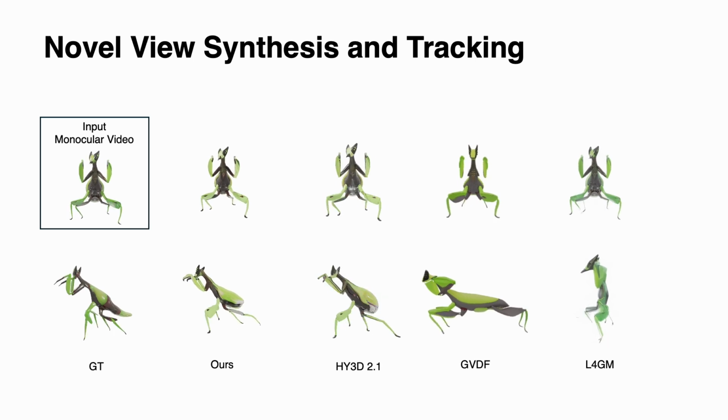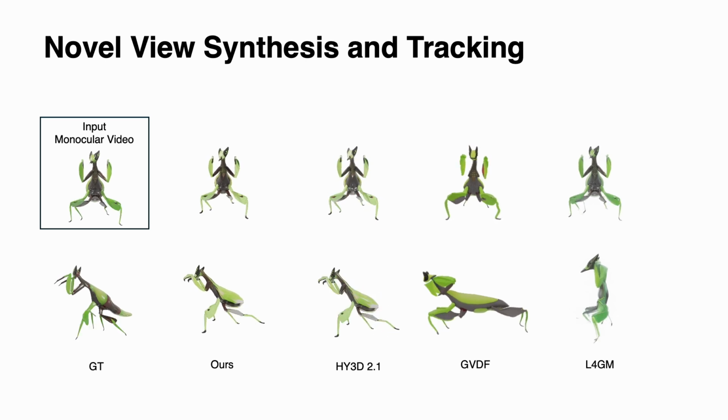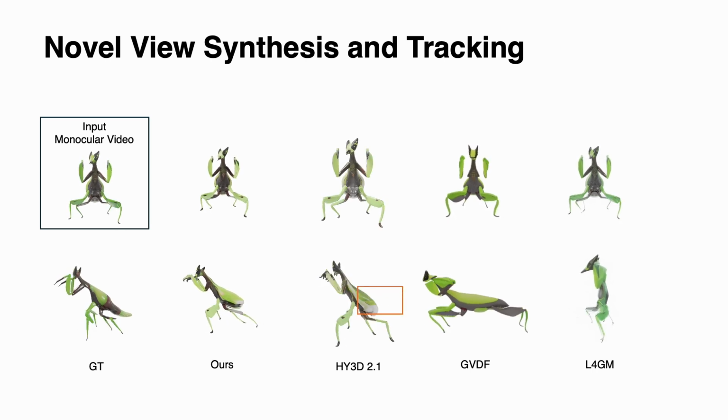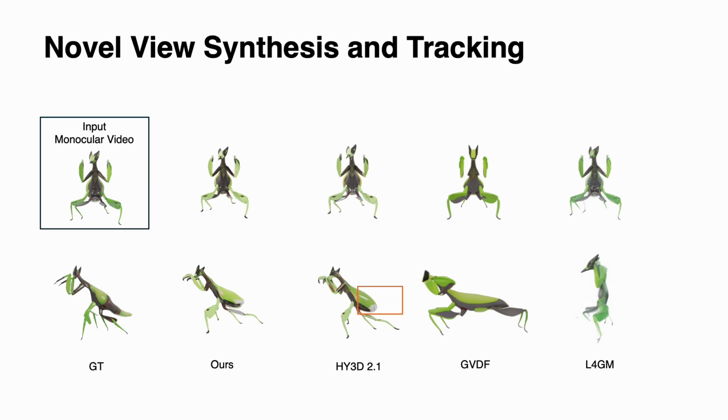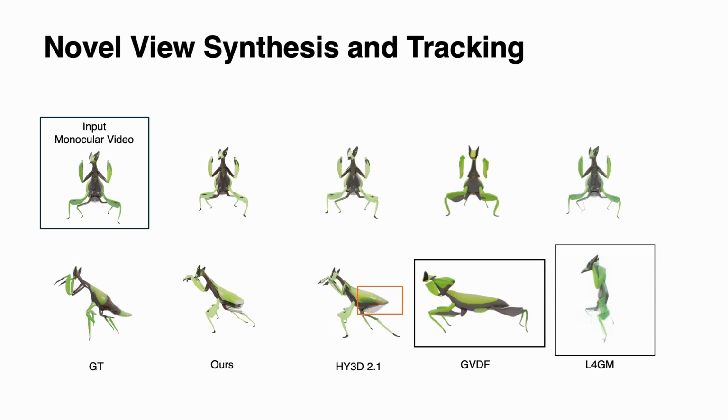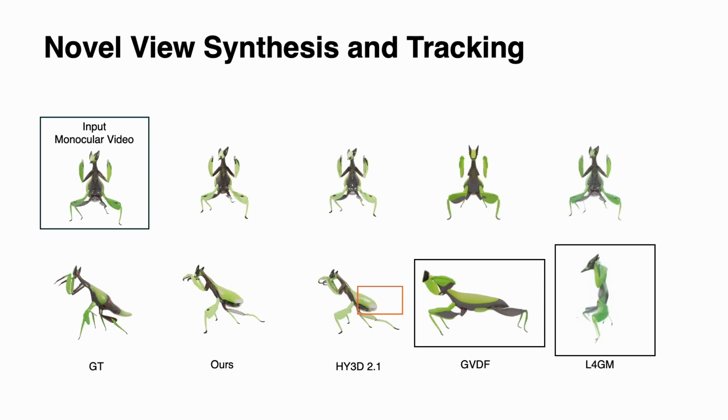We first show results for novel view synthesis and tracking. We compare our approach with 3 state-of-the-art methods, HY3D, GVDF and L4GM. Frame-wise reconstruction methods, like HY3D, produce inconsistent shape and texture. Our method avoids predicting extremely incorrect canonical mesh by leveraging a large-scale reconstruction method.